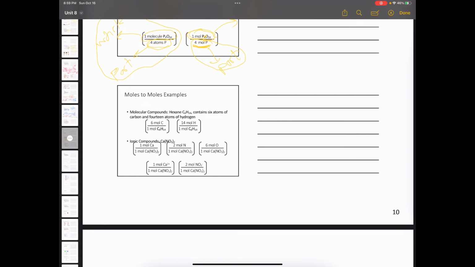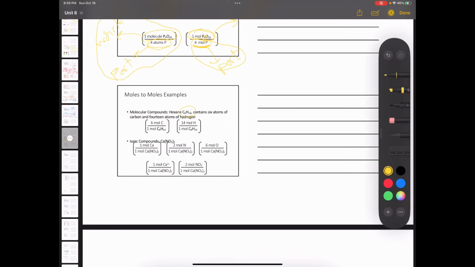For instance, if you're looking at hexane, which is C6H14, because I have the subscript here of 6, I can say there are 6 moles of carbon within one single mole of hexane. I can also say there are 14 moles of hydrogen within a single mole of hexane. So I can convert between a mole of hexane into a mole of hydrogen. If I were to ask you to convert 10 moles of hexane, and I want to know how many moles of hydrogen I will have, I use this relation between the hydrogen and the hexane to convert between either one of them.